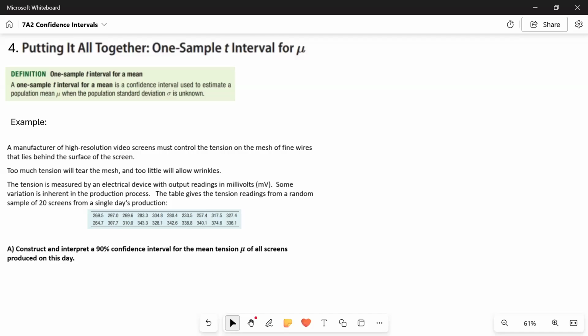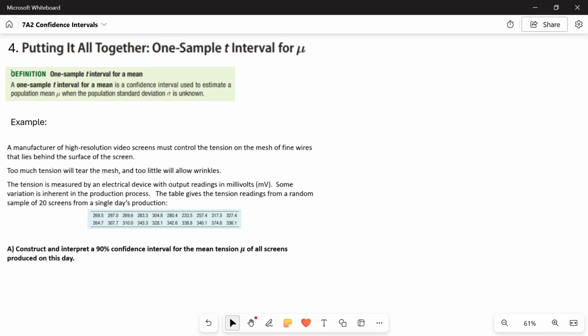All right, guys, we're back with video number 4 for confidence intervals of a population mean. And in this one, I'm going to show you the four-step process for a one sample t interval for a mean. That's the name of the procedure that we would use when we want to calculate a confidence interval to estimate mu, the population mean.